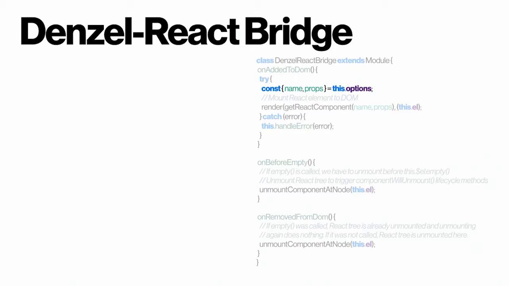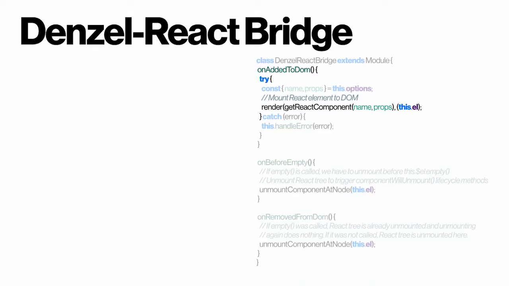The bridge, in its turn, once it's added to the DOM, will read its options and figure out the React component name and the rest of the data, all the properties. As a next step, it will render a React component with the options passed in to its own DOM element. It's a pretty simple but pretty powerful technique that can be used in any migration from pretty much any framework to React, and maybe not only React.